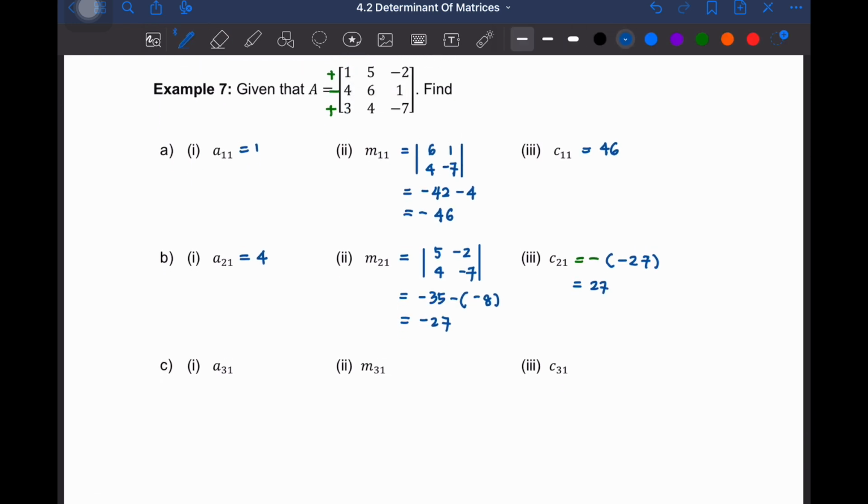And then lastly, for the final element, it's row 3, column 1. The answer is 3. Then delete the row and the column. So we have modulus of 5, negative 2, 6, 1. And then you have 5 times 1 is 5, minus negative 2 times 6 is negative 12. So we have 17. Right? So for the C31, it is a positive sign. So our answer is just 17.